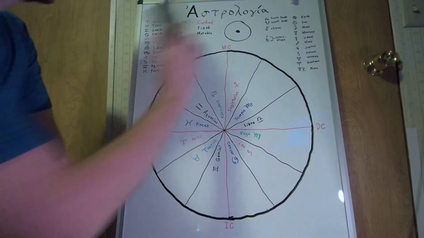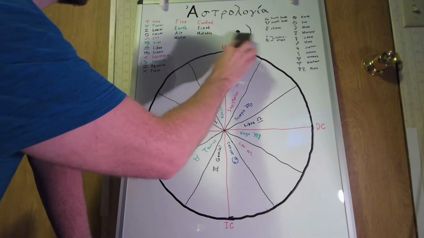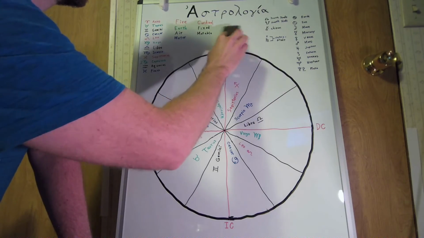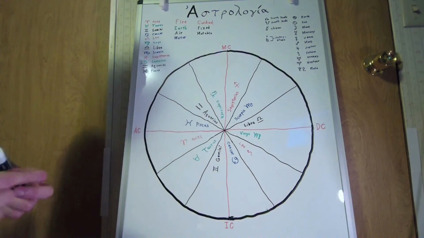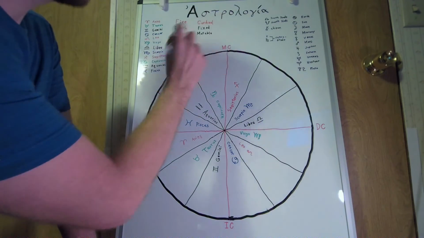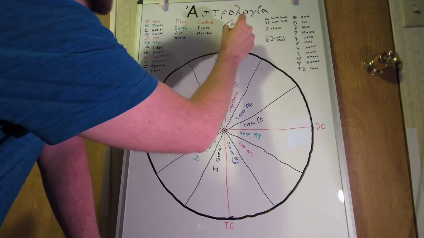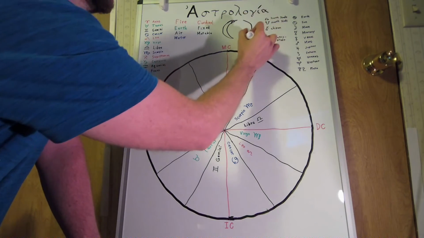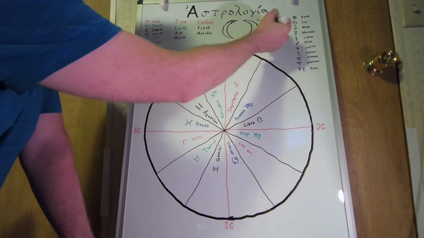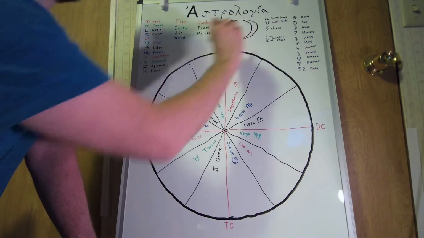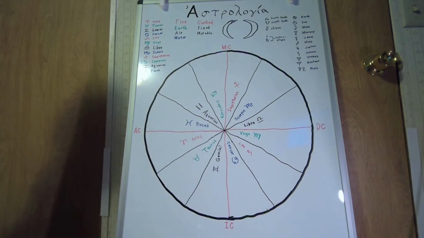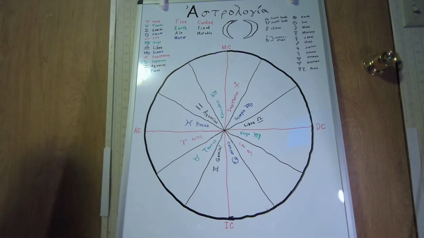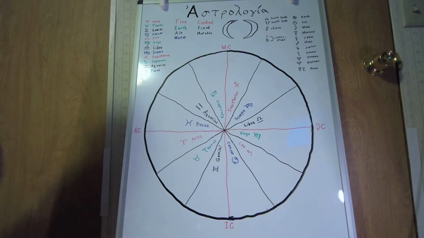Next, let's go over the moon. I've seen it written two ways. It could look like a crescent like this, or it could also be facing the other way, or it could be facing that way. But it will be a crescent. The moon is your emotions, your intuition, and your inner self.